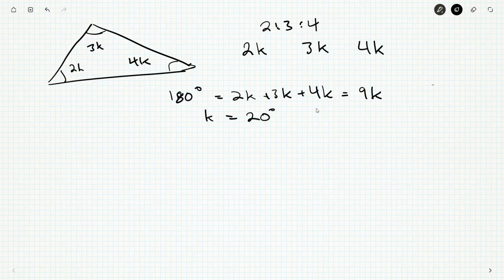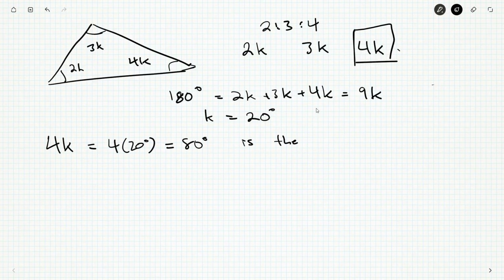Okay, but they didn't ask us what k is. They asked us for the largest angle. And you can either work out each of the 3 angles and say, oh gee, okay, 80 degrees is going to be the biggest one. Or you just say, well, the biggest one's going to have to be 4 times k. 4 is the biggest of these 3 numbers. So 4k is just going to be 4 times 20 degrees, which is 80 degrees. And that's the biggest angle.